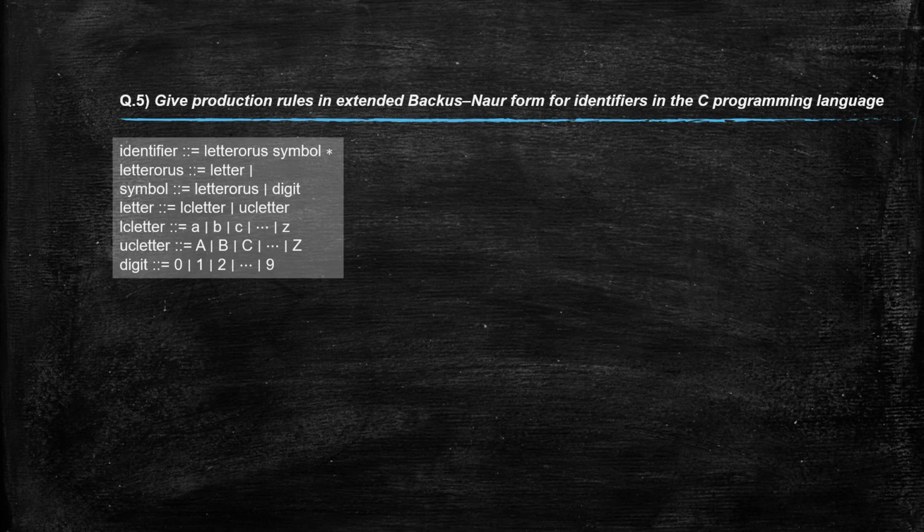Letter is equal to lowercase letter or uppercase letter. Lowercase letter equals A, B, C up to Z in lowercase, and uppercase letter is A, B, C up to Z in uppercase. Digits are 0, 1, 2 up to 9.